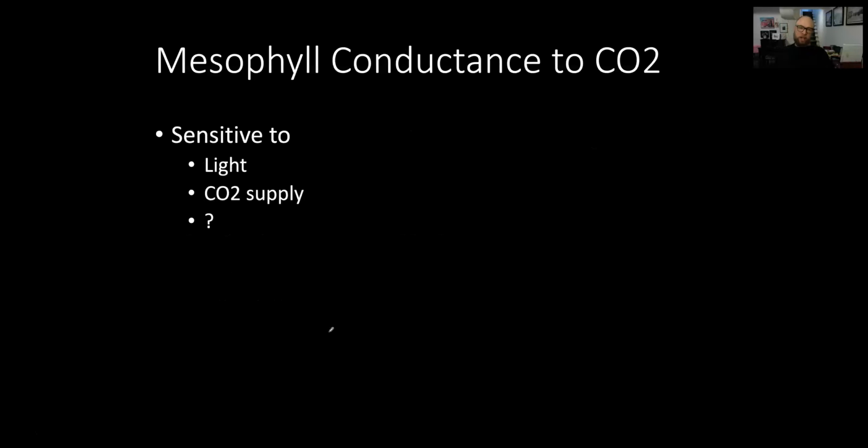And mesophyll conductance is sensitive. We know it's sensitive to light. We know it's sensitive to CO2 supply. And those two processes are mainly the active transport part of mesophyll conductance. So the part where CO2 is just diffusing through the spongy mesophyll, that's not changing a lot. That's just based on how long that pathway is. But those aquaporins can be upregulated to move molecules faster or slower. And that's what is sensitive to light and CO2 supply.